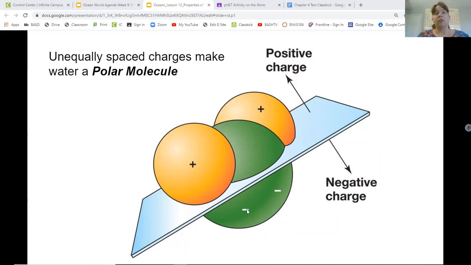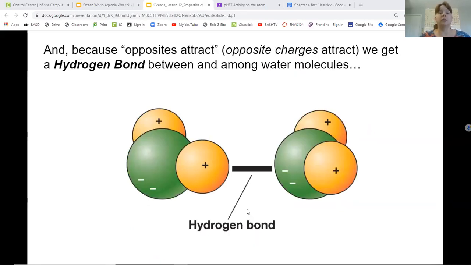So because it has two sides to it, a positive and a negative, it is attracted to other nearby water molecules that also have positive and negative sides, because we know that opposites attract. So the positive part of one water molecule is attracted to the negative part of another water molecule. And this forms a temporary bond called a hydrogen bond.